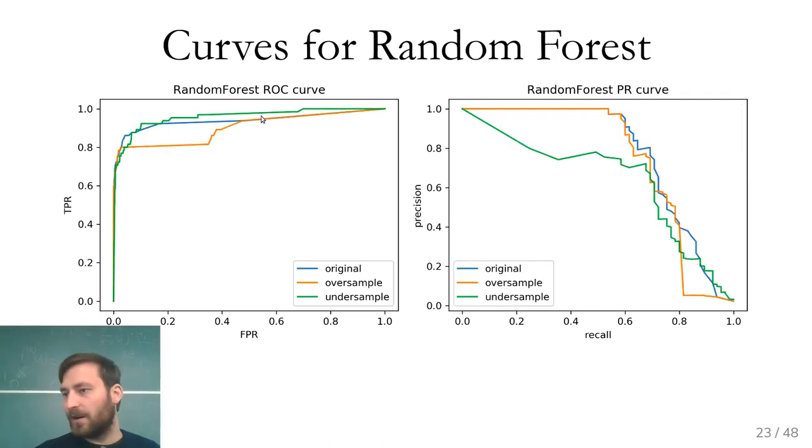Okay, and here's the same for random forest, and you can see similarly that the undersampled is best for AUC, oversample is pretty bad, and original is kind of reasonable. For average precision, again, you can see, basically this area here where green is better than orange corresponds to this space over here. So if you care about this space, then maybe undersampling is a good strategy. If you care more about the space over here, then either oversampling or using the original data set might make more sense.